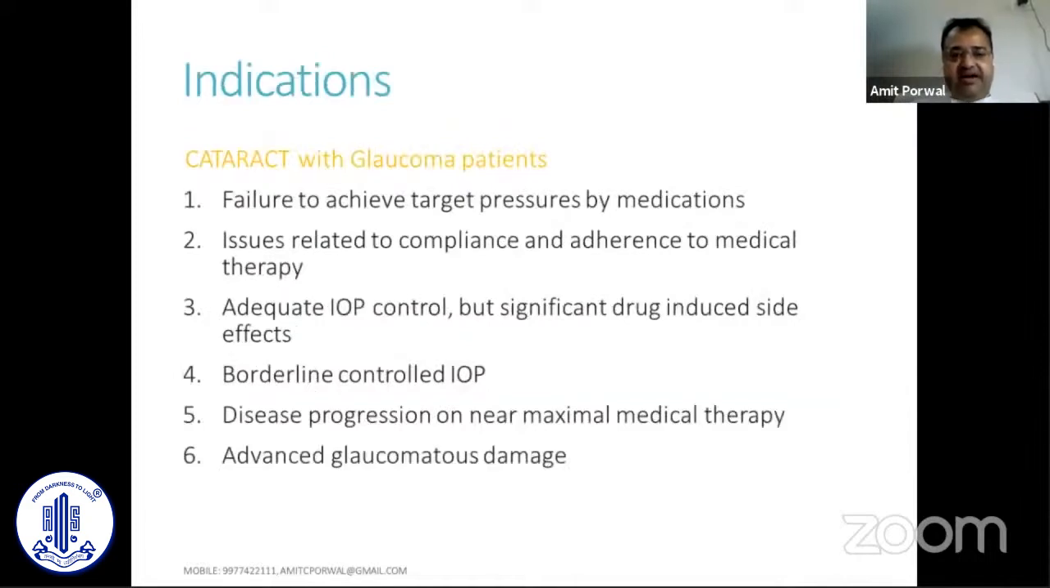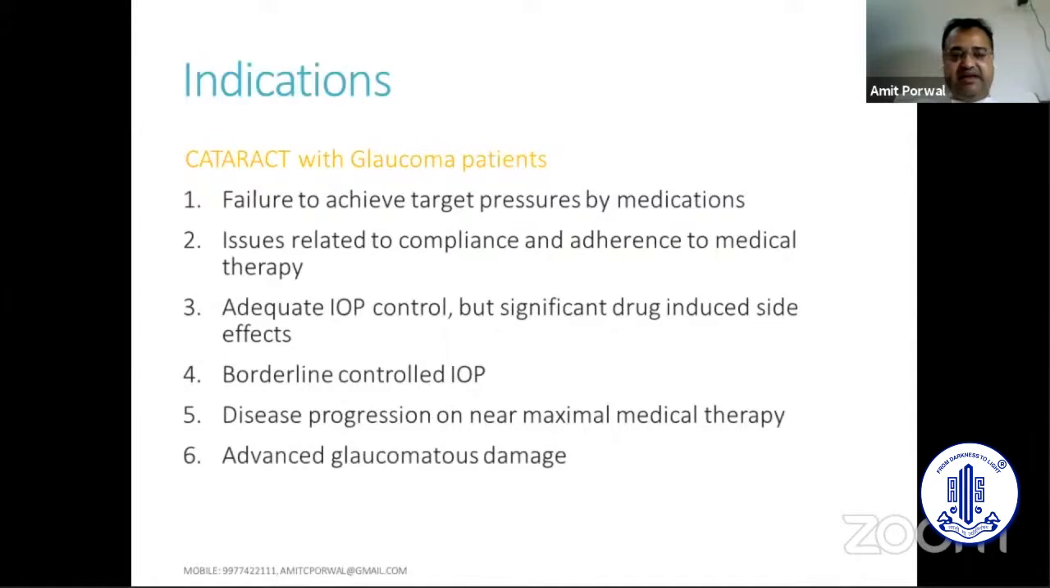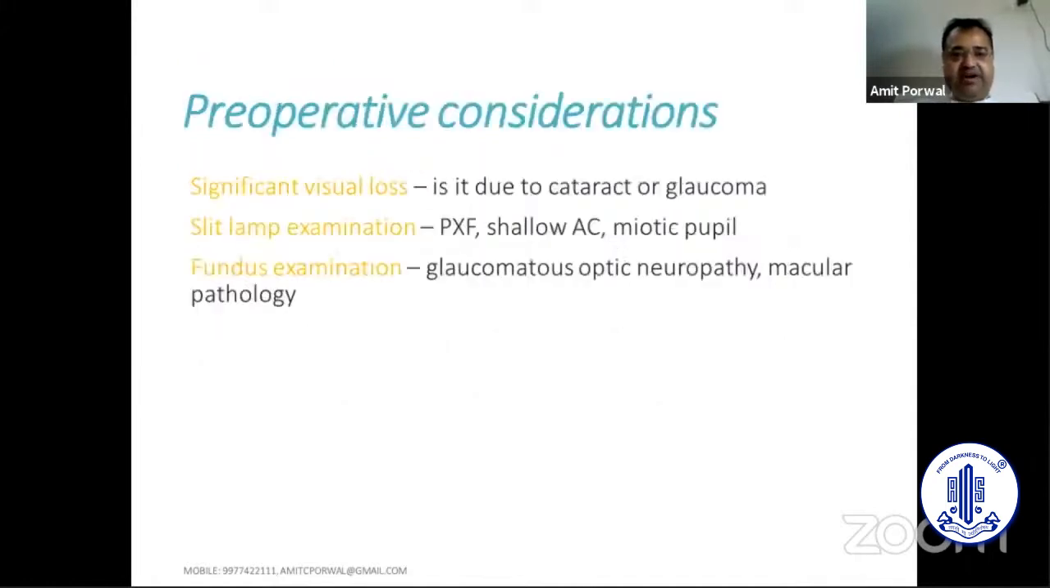There should be a cataract in a glaucoma patient who is having failure to achieve target pressures by medications. There are issues related to compliance and adherence to medical therapy. There is adequate IOP control, but significant drug-induced side effects. There is a borderline controlled IOP with disease progression on near maximum medical therapy, and there is advanced glaucoma damage. So basically, these are the indications of phacotrab.